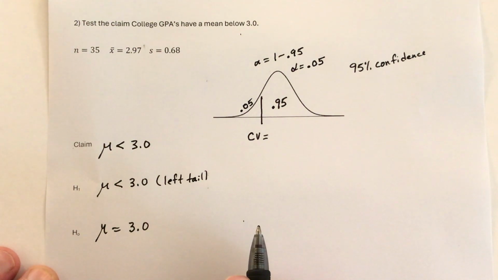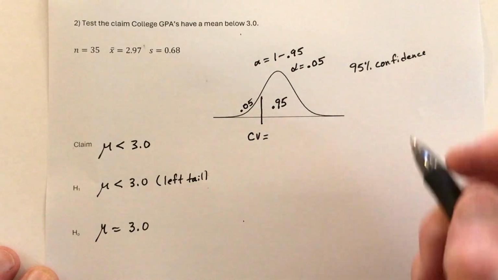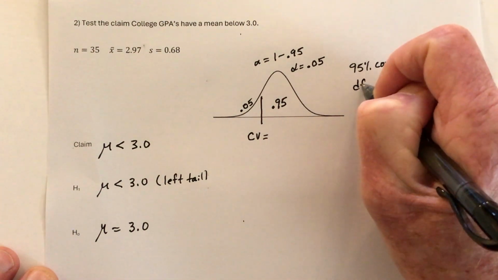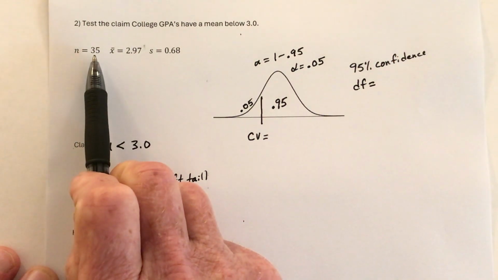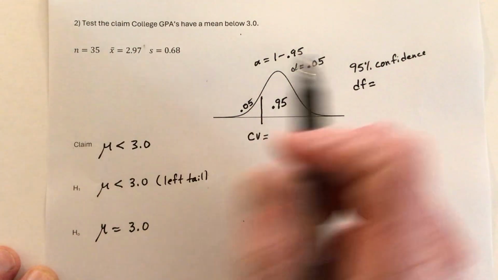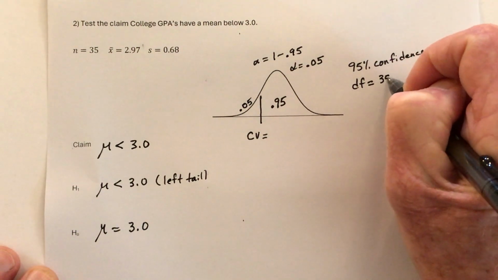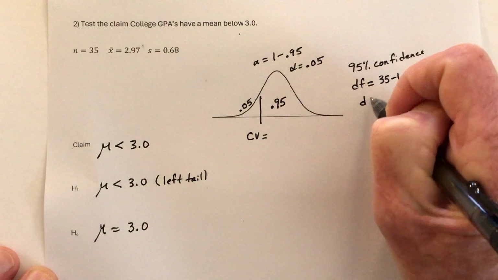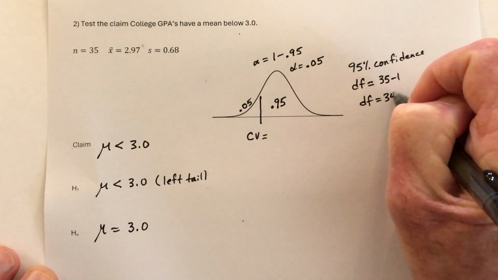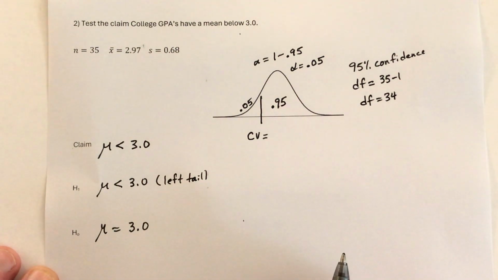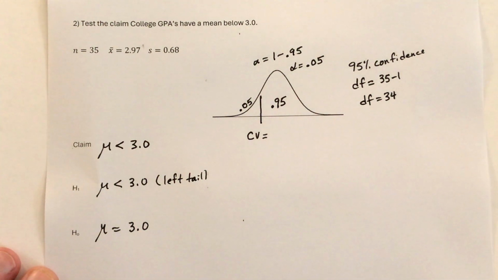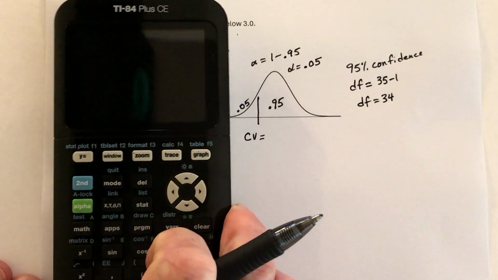And now I'm almost ready to use the calculator to find the critical value, but first I need degrees of freedom. And that is just n minus 1. So 35 minus 1, the degrees of freedom is 34. And now I have all the information I need to find the critical value.